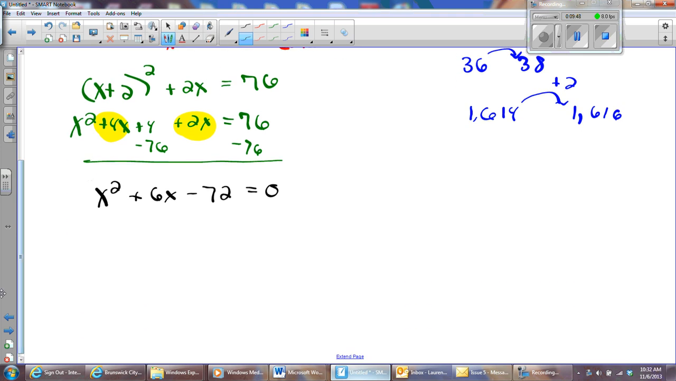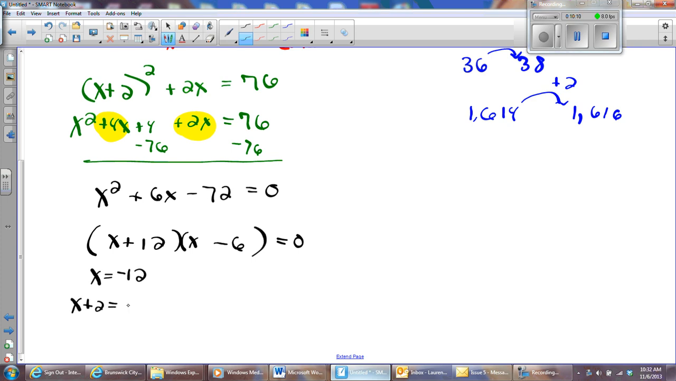Now, learning the factoring tricks I talked about the other day, I know that I can do this, and I know factors of 72 are 12 and 6. I could go plus 12 and minus 6, and that ought to work. Okay, now there's going to be two possible answers. One, x might equal negative 12, in which case x plus 2 would equal negative 10. The other possible set of answers are x would equal 6, in which case x plus 2 would equal 8. Oh, excuse me. There are my two possible sets of answers.